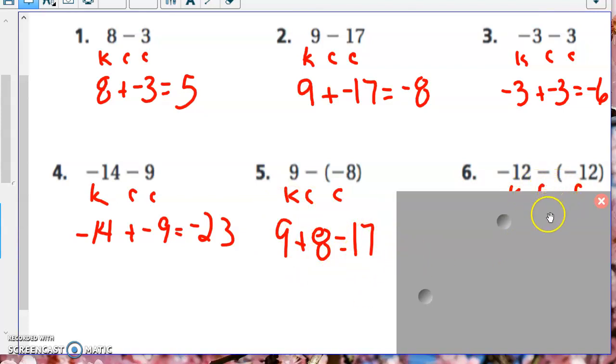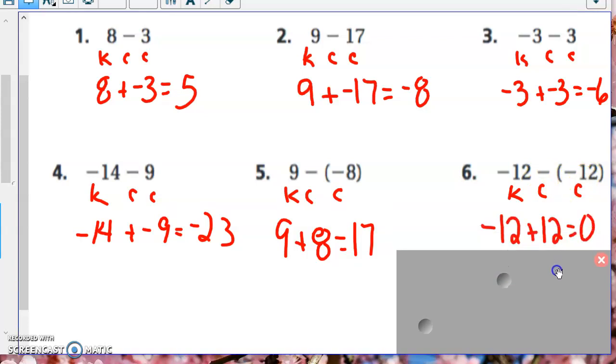This one I often have students who get the wrong answer on because they don't follow the process. So again, keep, change, change. Negative 12 stays negative 12. I change the minus sign to a plus, and the opposite of negative 12 is of course 12. So that turns into negative 12 plus 12, which is 0, because those have different signs, and I subtract and use the sign of the bigger number, but when I subtract 12 minus 12, it's just going to give me 0.